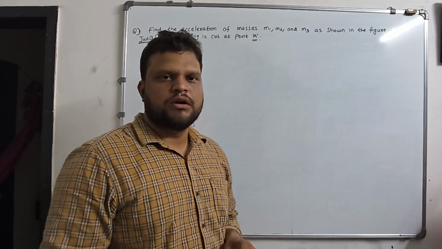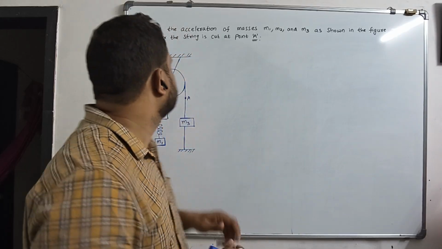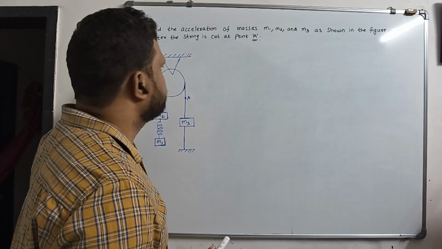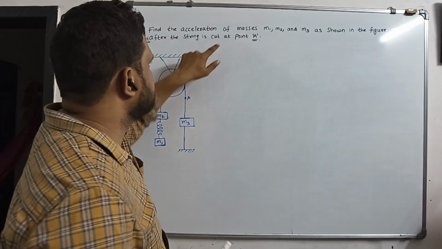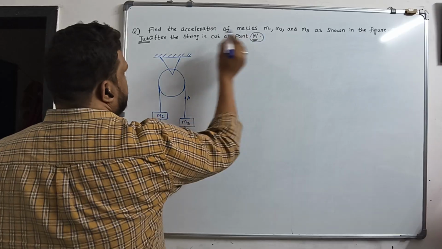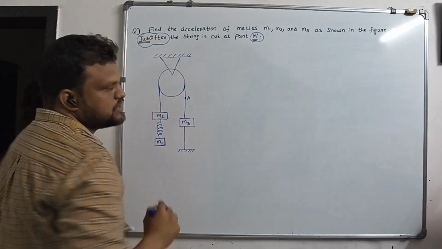Hello everyone. Today there is one more question on Newton's laws of motion. Let us see that question. Find the acceleration of masses m1, m2 and m3 as shown in the figure just after the string is cut at point A. Here the string is being cut at point A and we have to find the acceleration just after the string is cut.